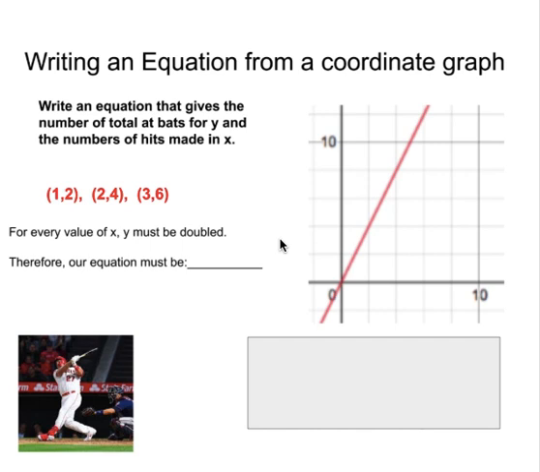So I'm going to use a sports analogy. I know. But let's write an equation that gives the total number of at bats for y and the total number of hits secured in x. Just so you know, for those that don't know baseball well, an at bat is when you have a chance to hit, a chance to be up at the batter's box. And a hit made is when you make contact with the ball and you don't get out and you get to first base or second base.